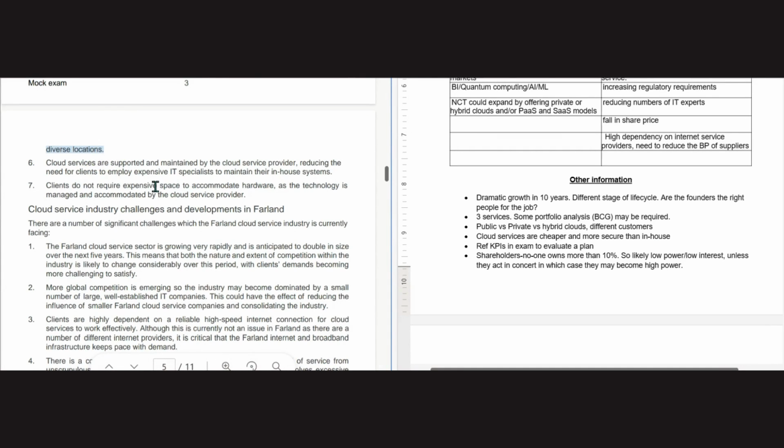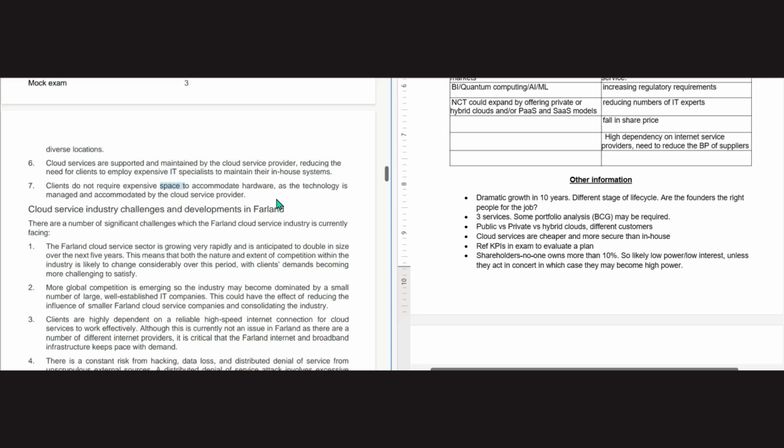Supported and maintained, so the maintenance is done by the cloud service provider. The client doesn't need to employ people to do that, and they don't need the space to keep the hardware and the people and so on. So all of those are benefits. Now, I dare say most of you will know what the cloud means, and so none of this should be any major surprise.